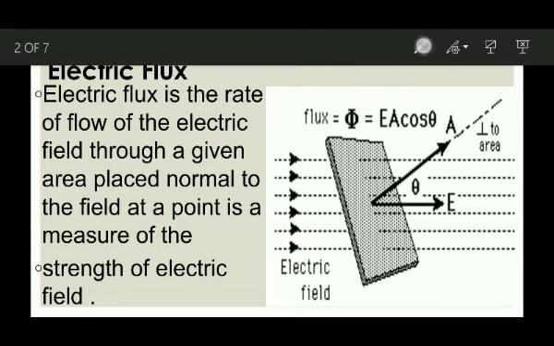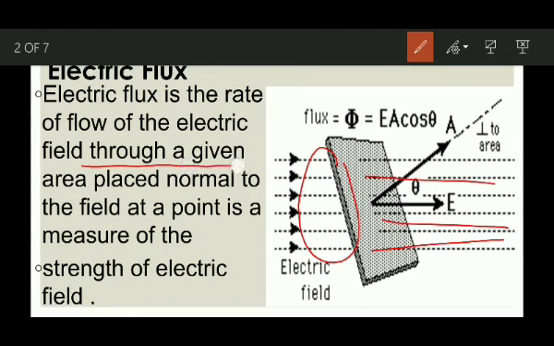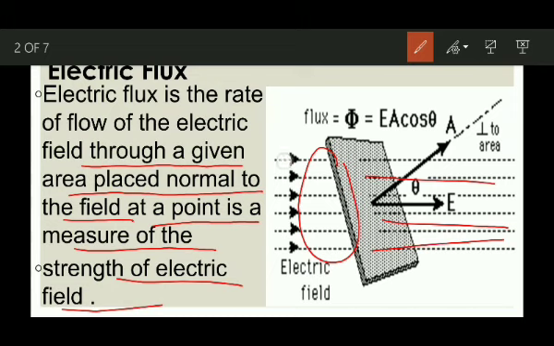As you can see here, these are the electric field lines and they are passing normal to the area. So if we see the definition, electric flux is the rate of flow of electric field lines through a given area placed normal to the field at a point, and it is a measure of the strength of the electric field. So the number of lines passing through that area are called electric flux.